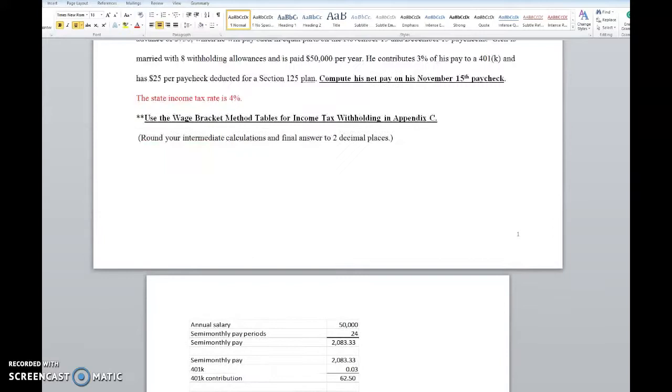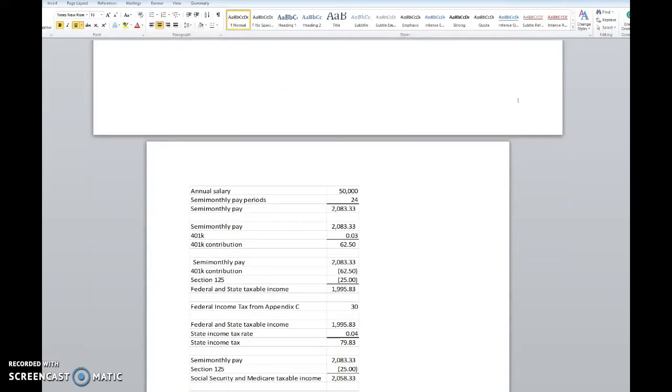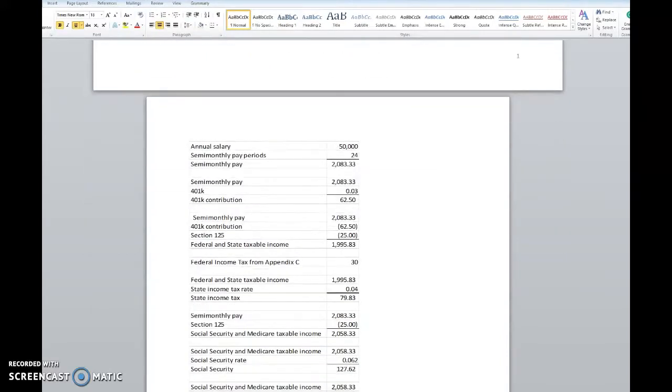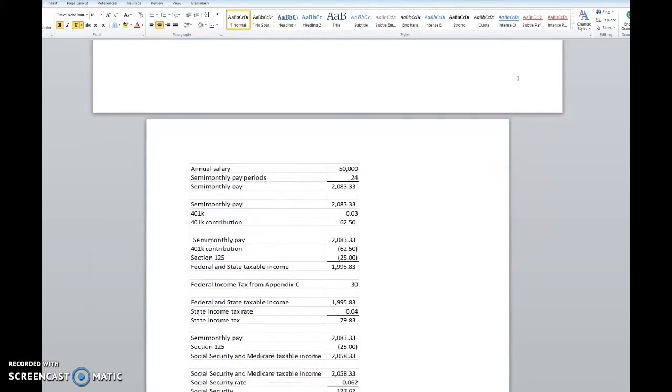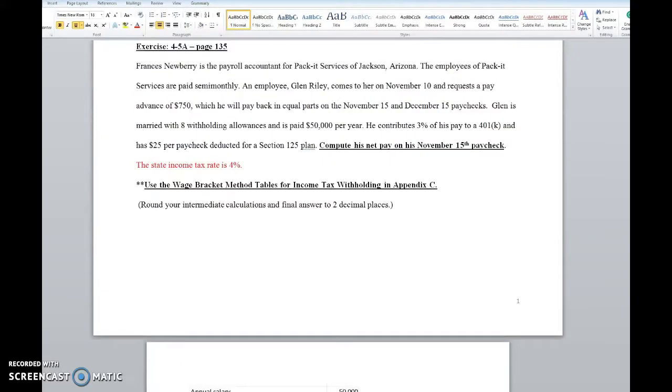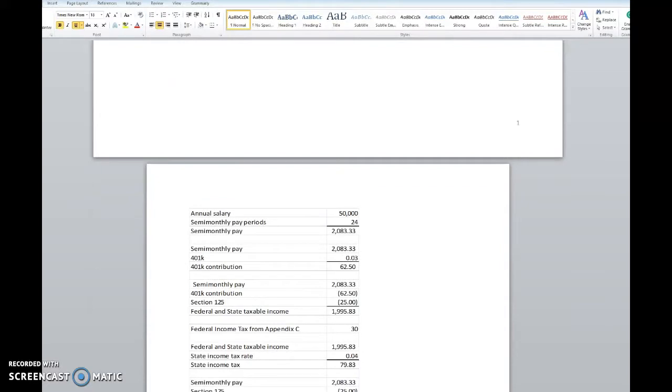Francis's annual salary is $50,000. He gets paid semi-monthly, which is 24 pay periods. So his semi-monthly pay is $2,083.33. His 401k, as stated in the problem, he contributes 3% of his pay to 401k. So 3% of his gross pay is $62.50. Remember, this 401k comes out pre-tax.